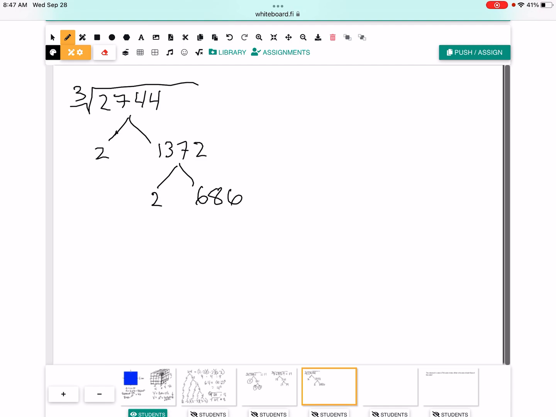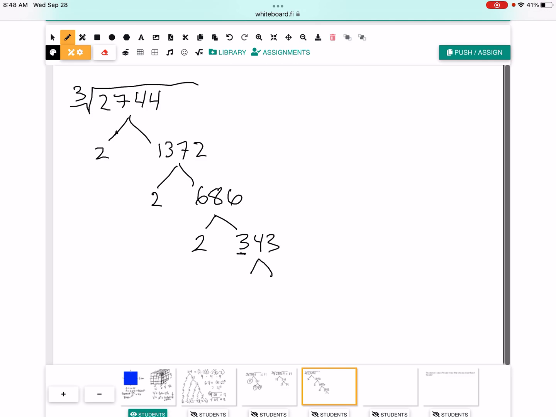That's 2 times 686. And I have 2 times 343. And that looks familiar to me. I remember this. It actually is not divisible by 3. And I can tell that right away because I know that 300 is divisible by 3.